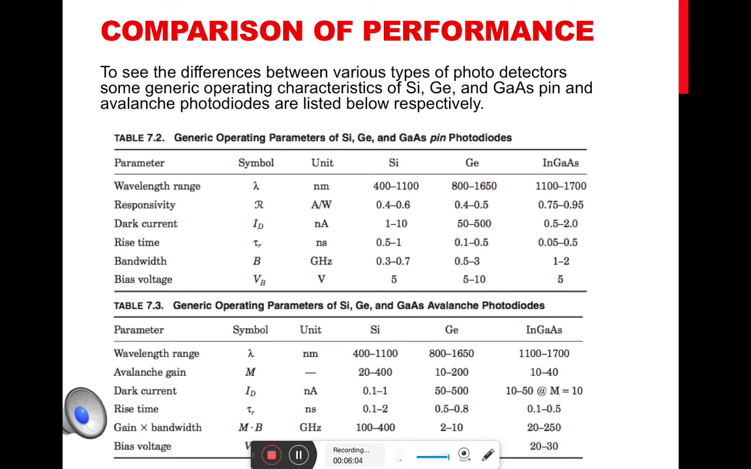So in this slide, you can see the comparison of performance. Here, the operating parameters of silicon, germanium, and gallium arsenide PIN photodiodes, as well as of silicon, germanium, and gallium arsenide avalanche photodiodes, are tabulated. The various parameters, wavelength, responsivity, dark current, rise time, bandwidth, and bias voltage, with their units and values, are noted for both the PIN and avalanche photodiodes. This is just a quick comparison between the various diodes.